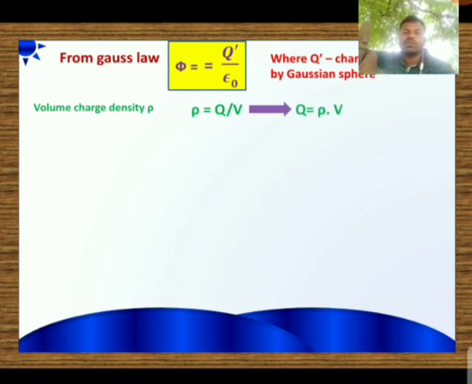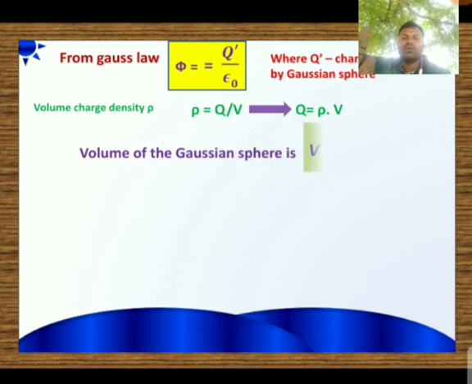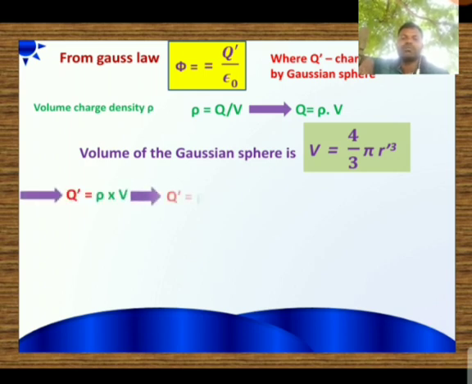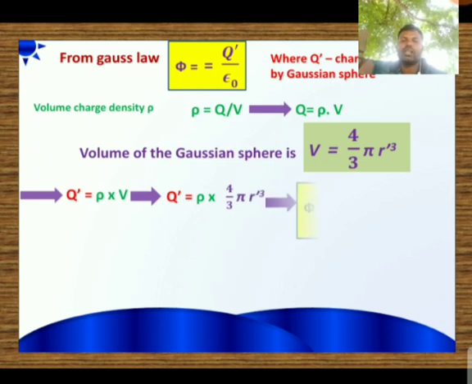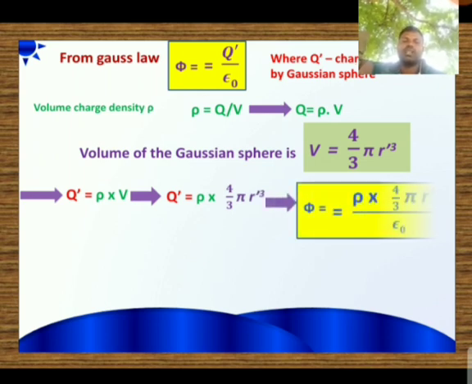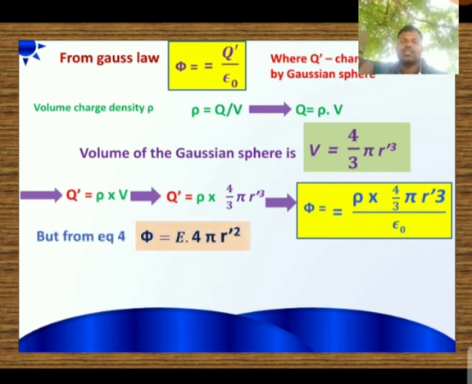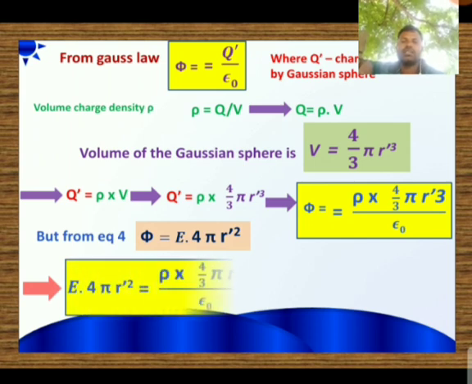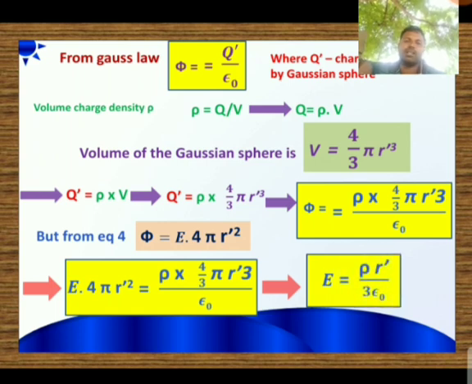Since rho is equal to Q by V, from that Q is equal to rho into V. Now the volume of the sphere is 4 by 3 pi r prime cube. If I substitute that, I will get Q prime is equal to rho into 4 by 3 pi r prime cube. Now from that, the electric flux is this one. Equate these two values. If I equate these two, what will I get? E into 4 pi r prime square is equal to rho into 4 by 3 pi r prime cube by epsilon naught. Just simplify it, you will get E is equal to rho r prime by 3 epsilon naught.